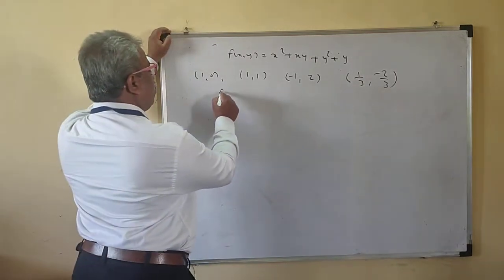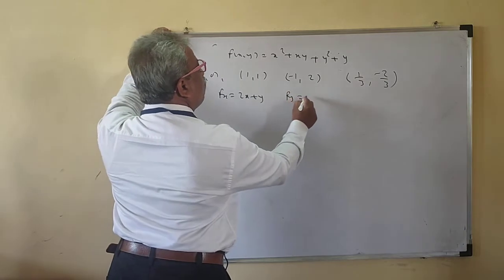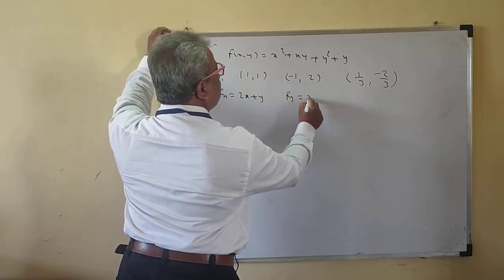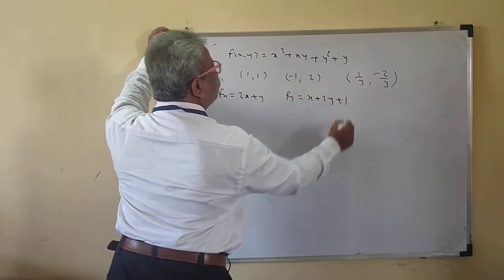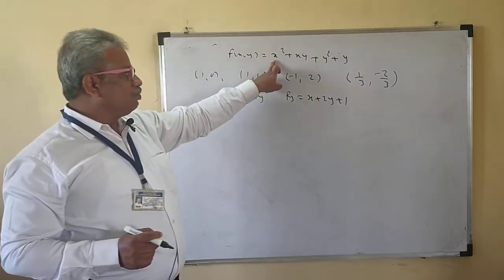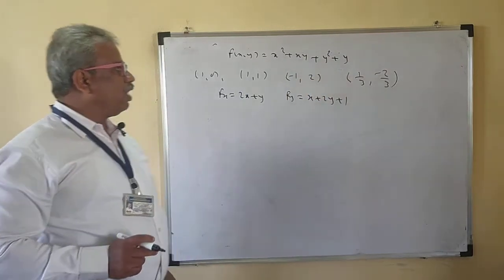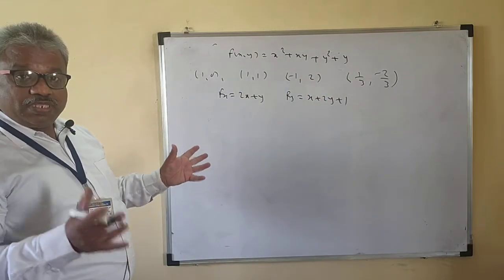For a critical point, you have to find fx, which is twice x plus y. You have to find fy. Fy is x plus twice y plus 1. Derivative of x square is twice x, derivative of xy is y, derivative of y square is twice y, derivative of y is 1. Which one satisfies this?